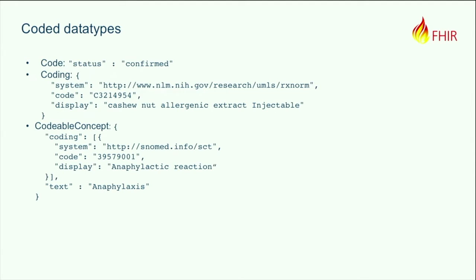Here's an example of a coding. This is in JSON, and as you can see, it's got a system, and the system refers to the terminology from which this code is drawn. I'll talk about that in a second. There's the code, and there's the display. That is the display of that code in that system. It is fixed by the system. You can't change it.